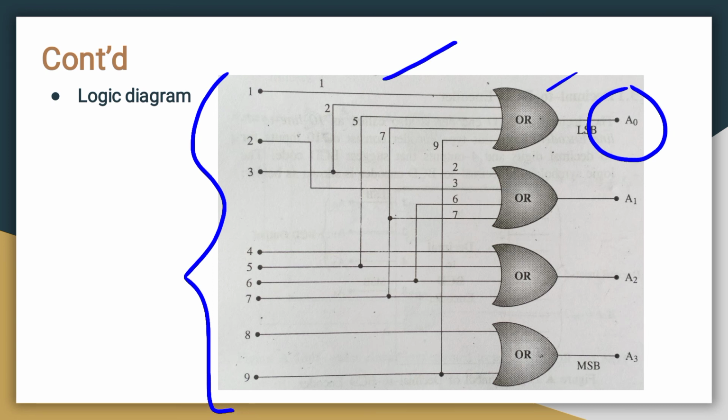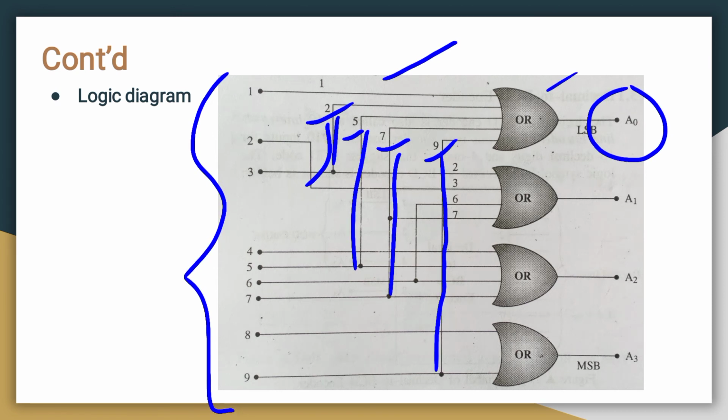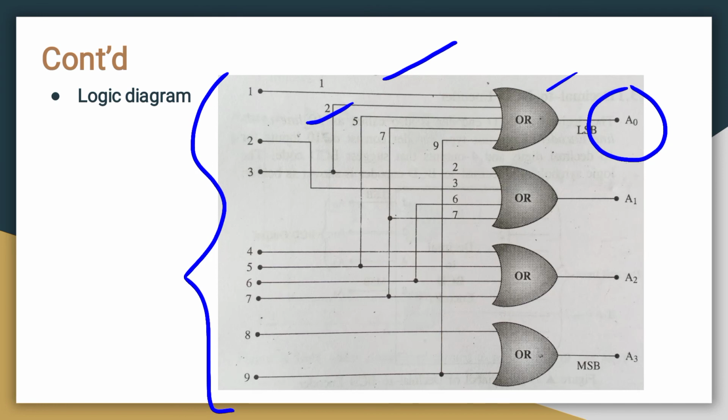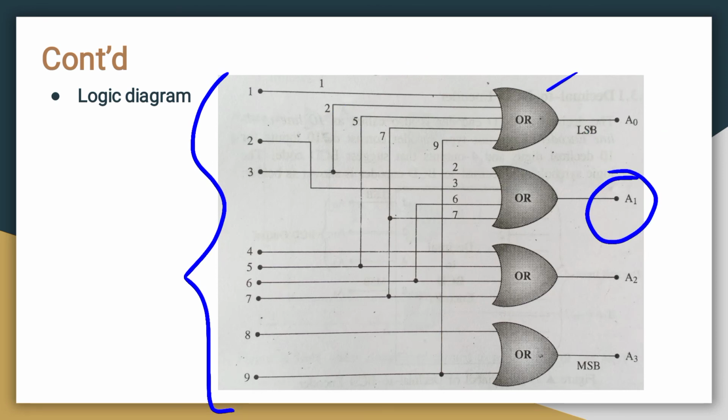1, it is 3, shown as 2, but it is 3. See here, the line is 3, 5, 7, 9. So you just have to take a line like this and give that line to the OR gate. So this is about A0. Like this we have to go for A1.